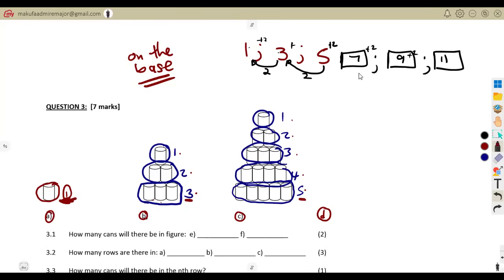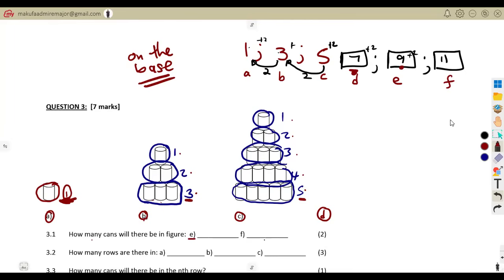So these are the number of cans corresponding to the base. Just like what we had, this is our A, this is our B, this is our C, this is our D, this is our E, this is our F. So the question needs us to find how many cans will be in fig E. The fig E, the one where we have a 9 on the base.